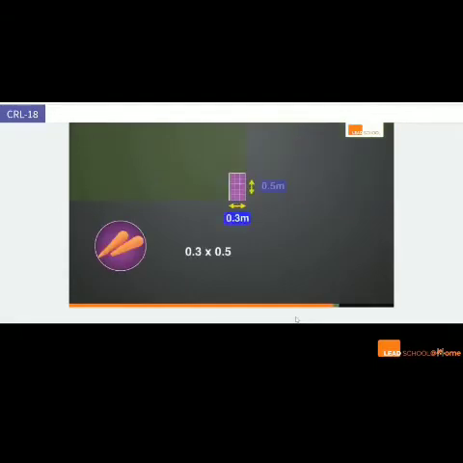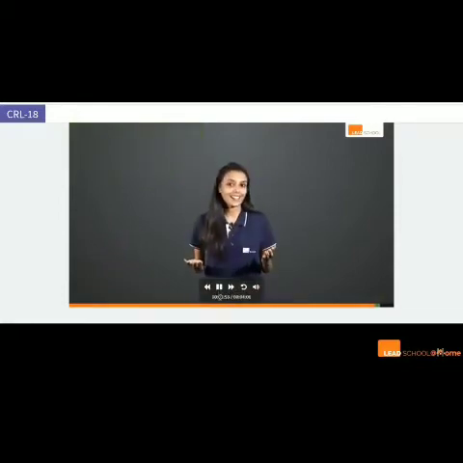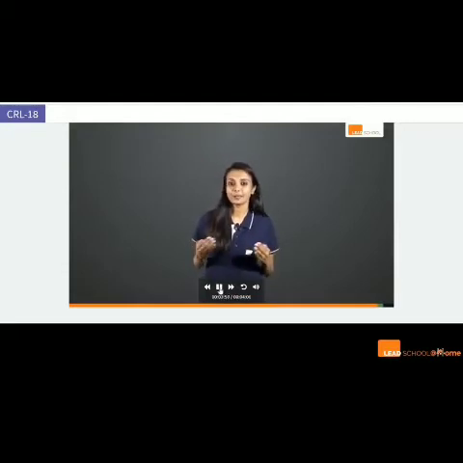0.3 multiplied by 0.5 can be written as 3 by 10 multiplied by 5 by 10. This gives us 15 by 100, or 0.15 square meters. Here's another way of calculating the space occupied by carrots. Since there are 2 digits after the decimal point, we should have 2 digits after the decimal point in the product. That's how we get 0.15 square meters. So, this is how we multiply 2 decimal numbers.